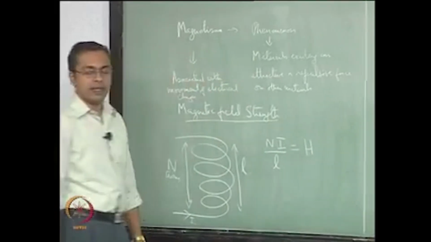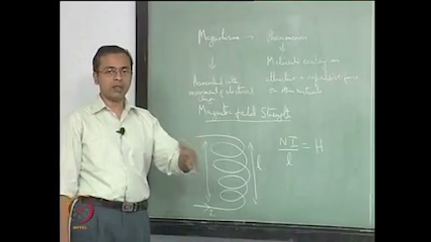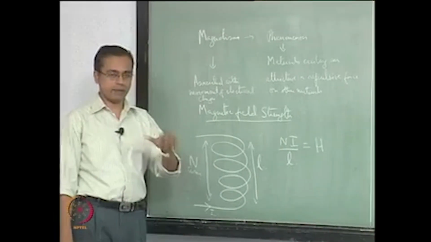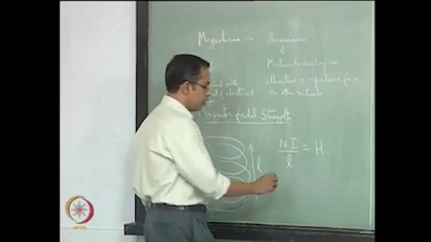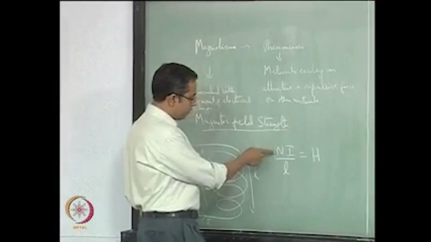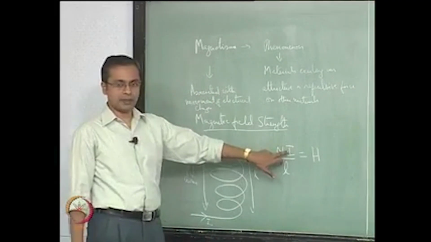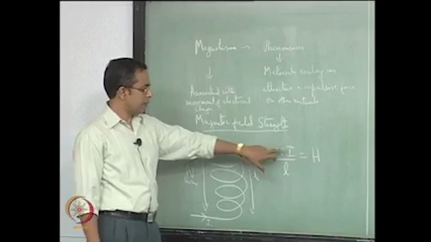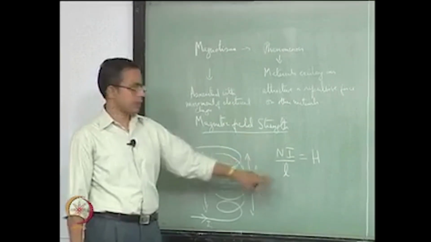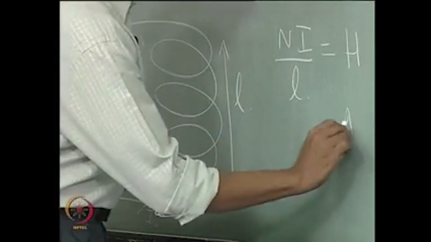So H is the externally applied magnetic field and is also called the magnetic field strength, and its units are, as you can see, number of turns, meters, and amperes. So it is in ampere turns per meter.